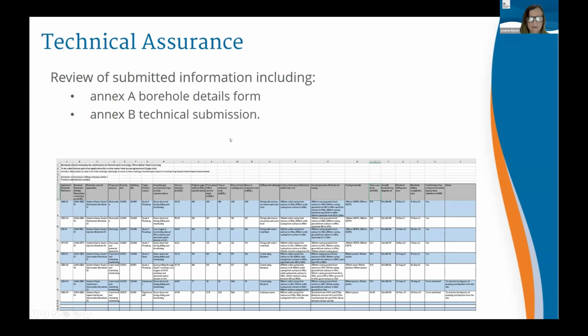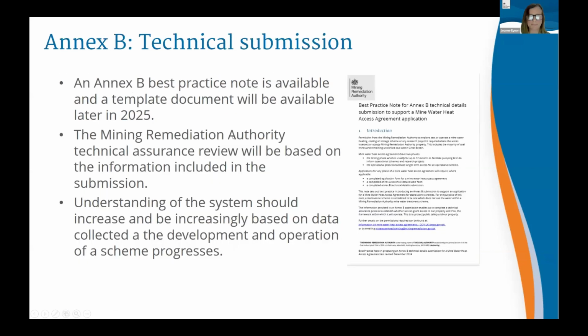An Annex B technical submission is also required. A best practice note has been prepared for this, and this is also available to set out what the requirements are, in line with what we said at the beginning of the presentation about managing the risks we are concerned with. During 2025, our intention is to produce a template document to help streamline the process of applying for this and the speed with which the technical assurance review can take place.